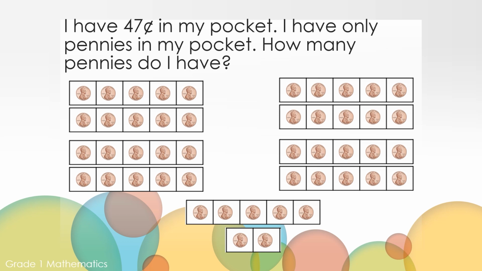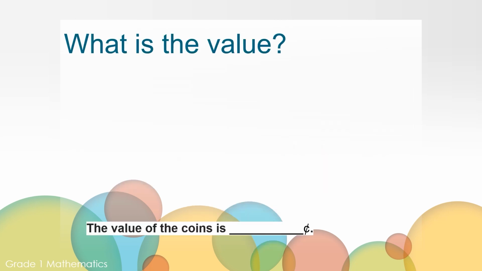Did you write 47 pennies? 47 pennies is 47 cents. Now that we've spent some time working with pennies, let's get our brains warmed up with nickels. Once again, I'm going to flash some coins on the screen and you're going to try to see if you can figure out the value of the coins. Ready? Okay, here we go.